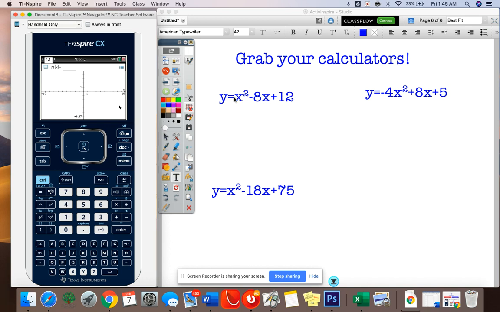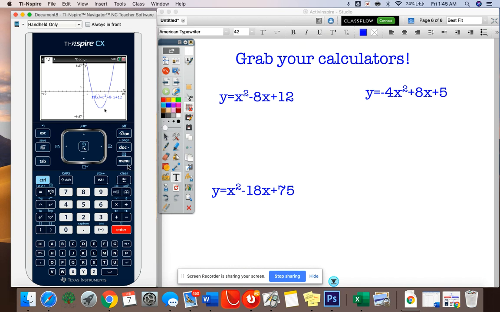Remember, when typing in this equation, we don't need the y equals because our calculator already has f of x. So we'll simply type x squared minus 8x plus 12. To graph, go ahead and hit enter. You should see that U-shaped graph that we called a parabola pop up on your screen. Some of yours may be blue like mine, some of yours may be red. It doesn't matter the color.